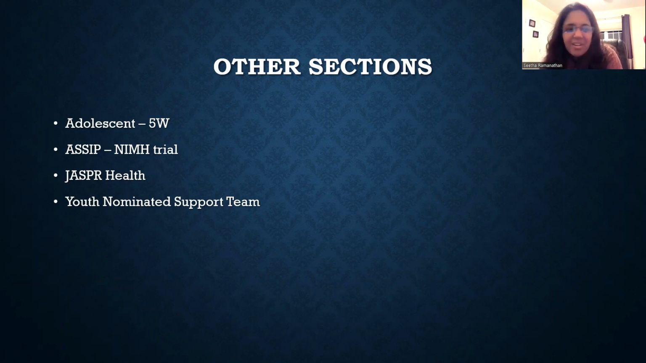We have an NIMH trial. We have 2 other initiatives. One is Jasper Health, an AI-driven platform that is being provided to patients presenting to the emergency department. It does their screening, provides interventions, and offers peer support through the platform. And the last one is a youth nominated support team for adolescents presenting to our adolescent unit with suicidal ideation. Essentially the youth identify a support team outside of their parents, outside of the hospital system, and we can train those lay people in suicide prevention. There is no data on any of them because they've just been launched.